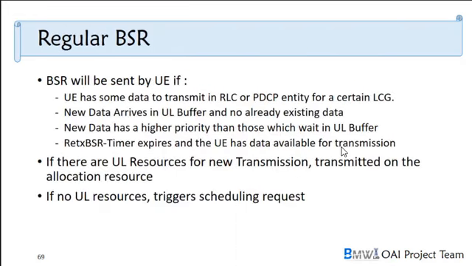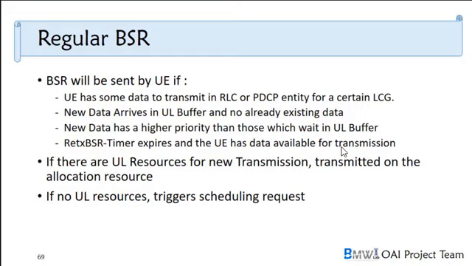Okay. And for the regular BSR, this is part of the classification, if you classify the BSR by the timing part. So BSR will be sent by the UE if the UE has some data to transmit in the RLC or PDCP entity for a certain logical channel group. The second is new data arrives in the uplink buffer and there is already existing data. And the third, new data has a higher priority than those which wait in the uplink buffer.